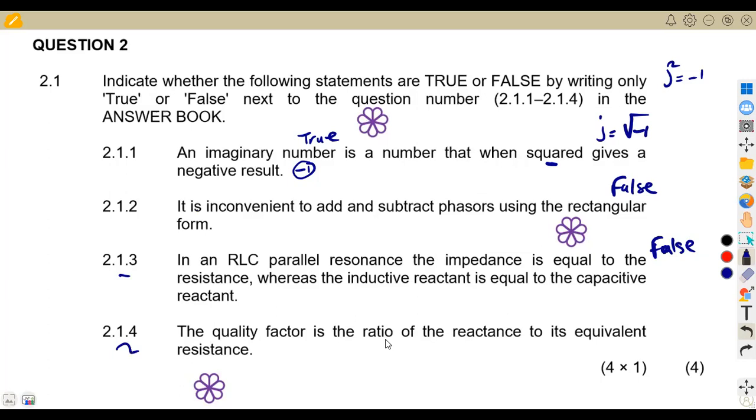2.14, the quality factor, that is the Q factor, is the ratio of reactance to its equivalent resistance. Okay, that's true. Remember, quality factor can be XC over resistance, or it can be XL over resistance. So that's reactance over resistance. That's true. All right, so that was question 2.11 up to 2.14.